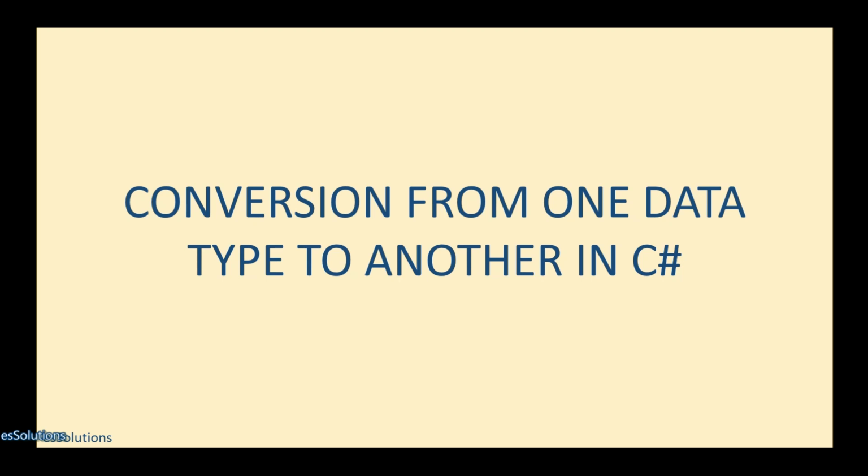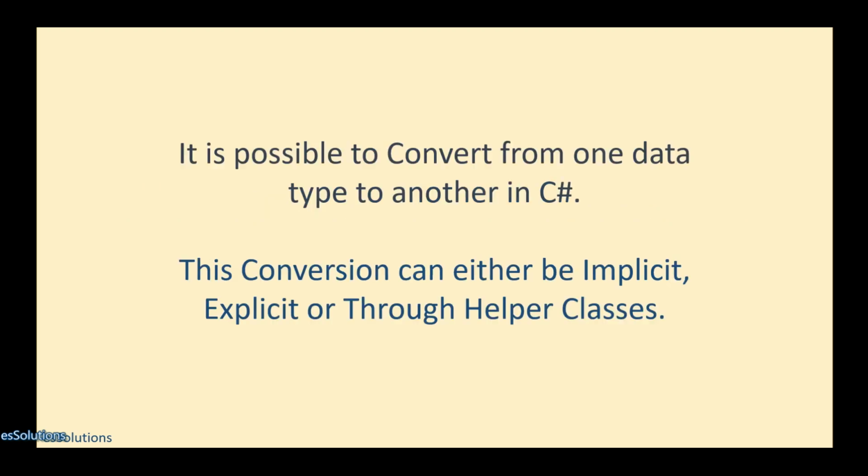Today, we will be looking at what conversion of data types in C# is. In C#, it is possible to convert from one data type to another. So say from an integer, we could convert from an integer to a long, from a long to an integer. That is possible. Now, this conversion can either be implicit, it could be explicit, or it could be through helper classes. And we'll look at these three approaches and see what provision we have and in what scenarios this could play.